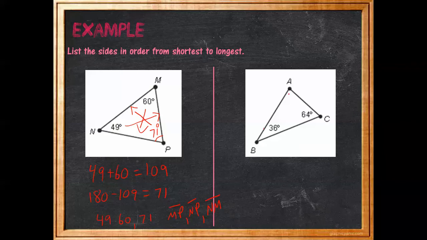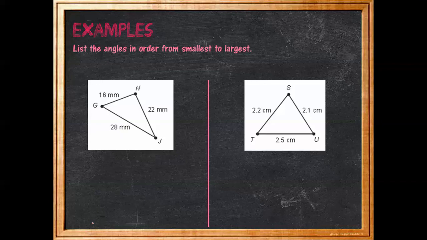Okay, the same thing right here. First we've got to find our missing angle. 36 plus 64 is 100, and 180 minus 100 is 80. So our angles in order are 36, 64, and 80. So across from 36 is AC, across from 64 is BA, and across from 80 is BC. Okay, so those are listed in order.